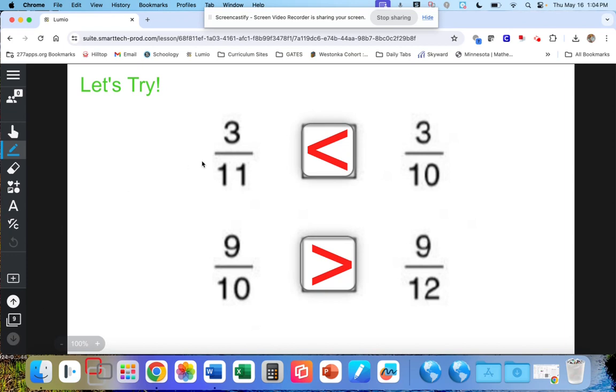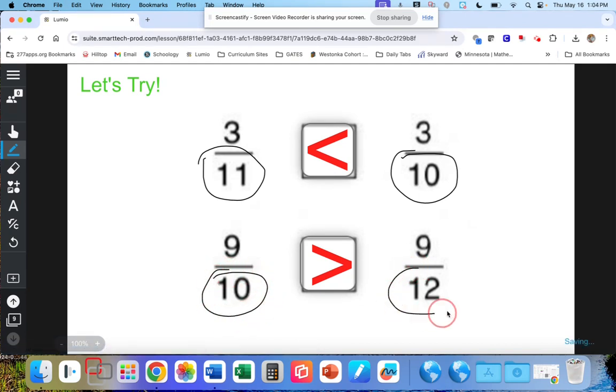All right, we're going to take a peek at that bottom number because the numerator was the same, so we want to look at the denominator. We have a whole that's broken into 11 pieces or a whole broken into 10 pieces. You will get more if it's broken into 10 pieces. The next one has a 10 and it has a 12 as a denominator. And in this case, the one with 10 pieces will have larger pieces than the 12.